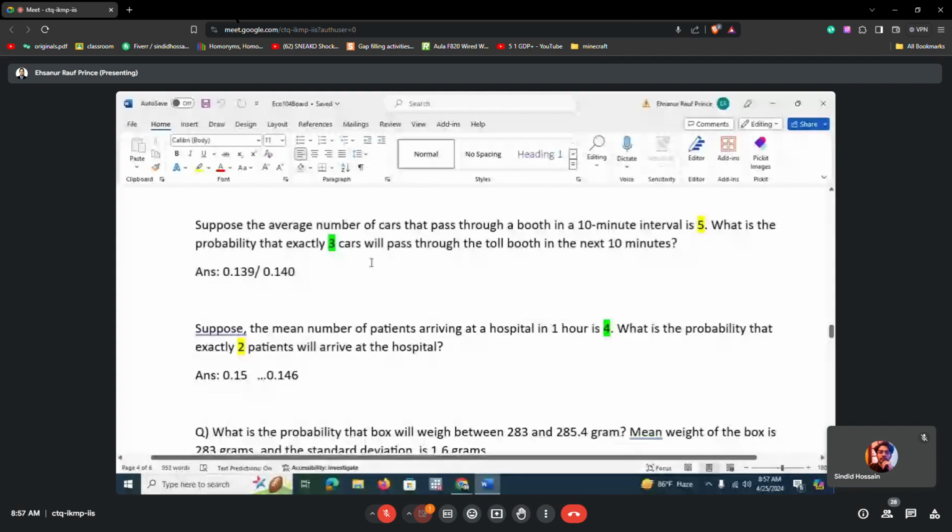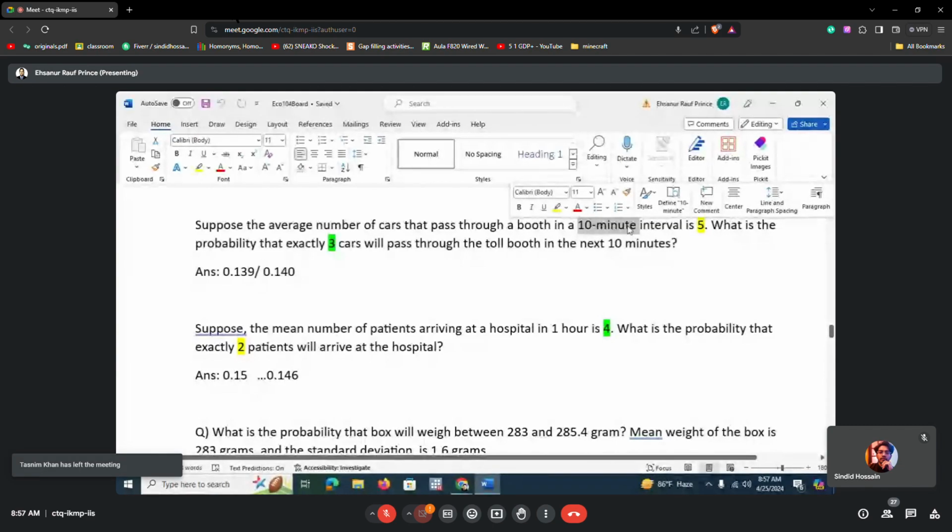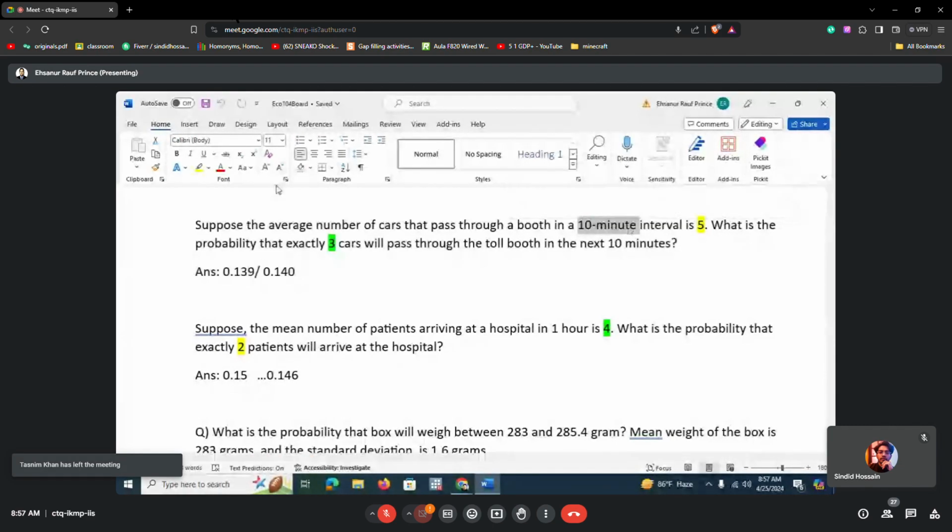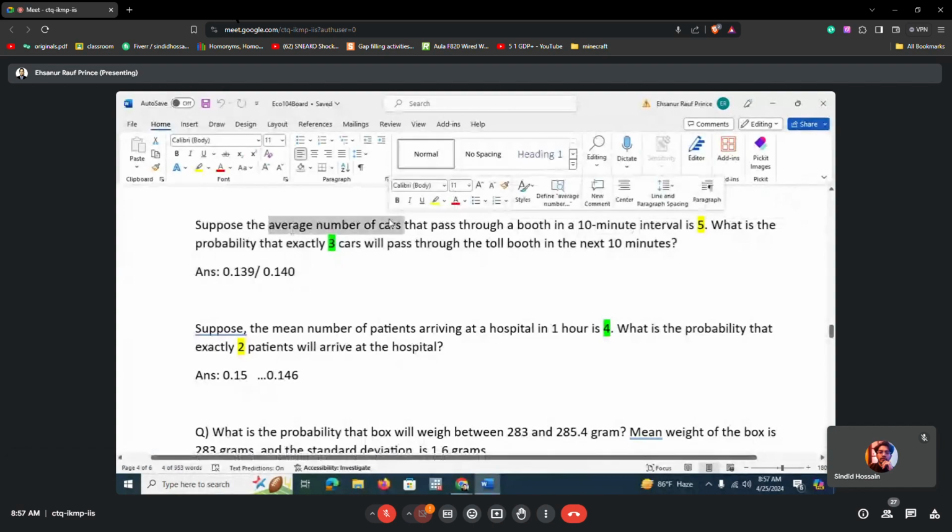So suppose the average number of cars that pass through a booth in a 10-minute interval is 5. How do you know this is related to the Poisson distribution? Because look, you have a time period mentioned here, right? Time interval mentioned here. And look, this average number of cars information is given. What is this value? This is the value of mu, isn't it?